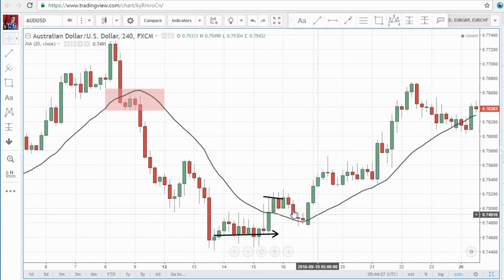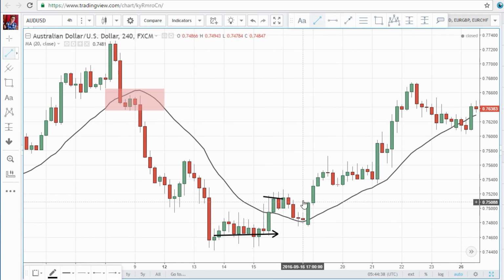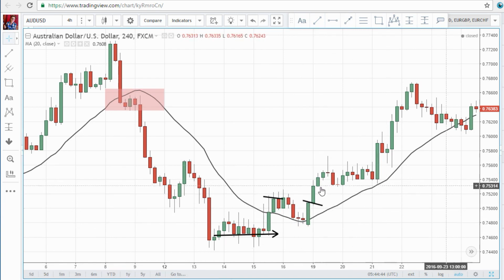Here's a different pattern which we will explore in a later module. It is the break and the retest of the moving average. You can see that we broke above the moving average, we retested it, we found support, we pulled away again here with very high momentum. So another high momentum candle and a very interesting signal here as well.